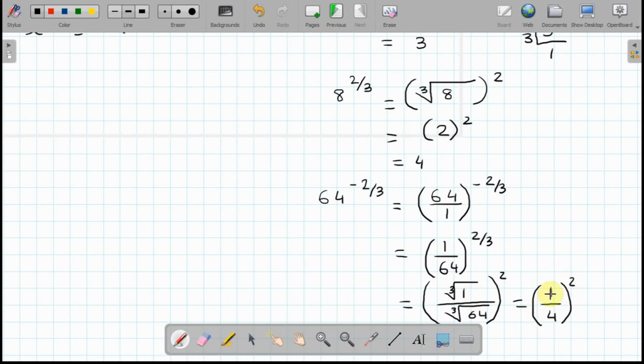The cube root of 1 is 1, the cube root of 64 is 4. And then both the numerator and denominator get squared. 1 squared over 4 squared is 1 over 16.